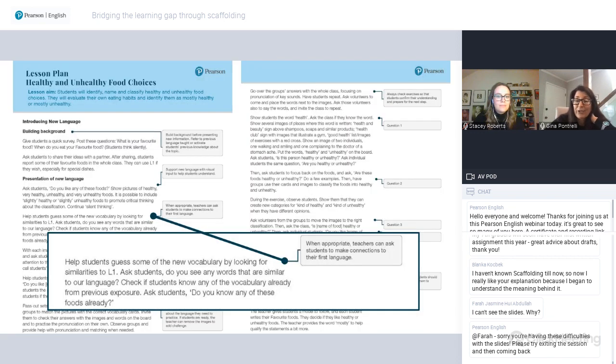Another scaffolding strategy we discussed: when it's appropriate, you can ask students to make connections to their first language. So here you see the teacher is planning to ask if there are any words that are similar to their first language.